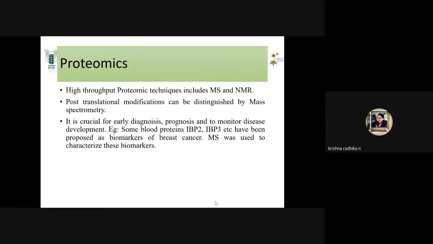Post-translational modifications can be distinguished by mass spectrometry. It is crucial for early diagnosis, prognosis, and to monitor disease development. For example, some blood proteins like IBP2, IBP3, etc. have been proposed as biomarkers of breast cancer, and it was detected through MS.